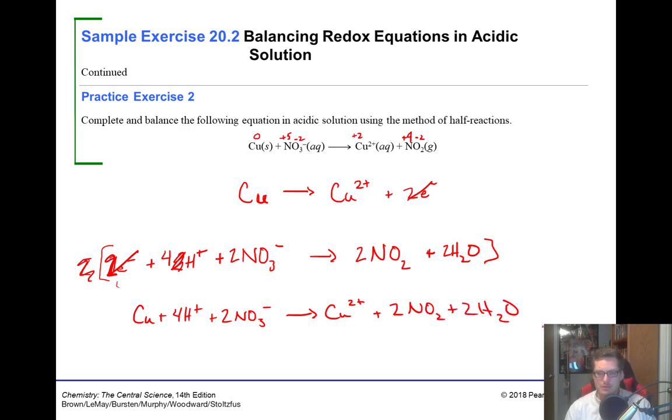We're all balanced. So that's how you would balance it if you were doing it in acidic solution. Basic solution is slightly different, so pay attention to the next video to figure that out.